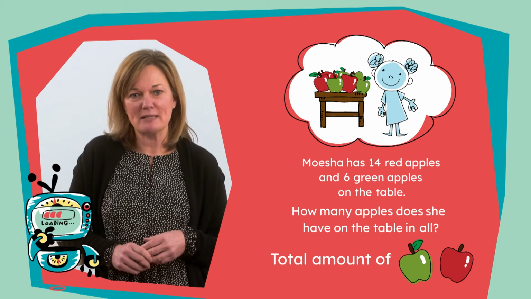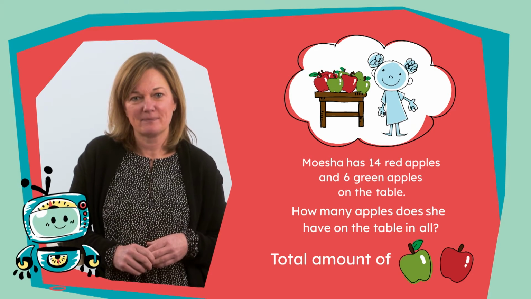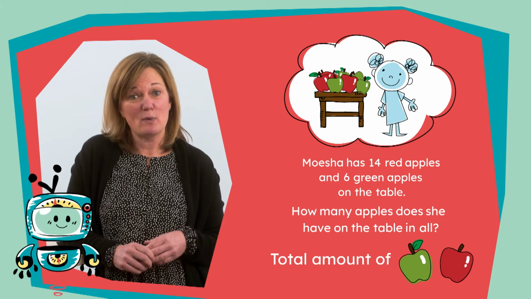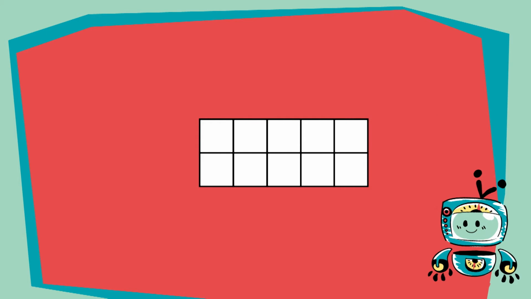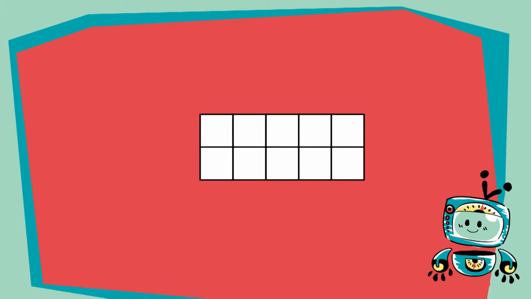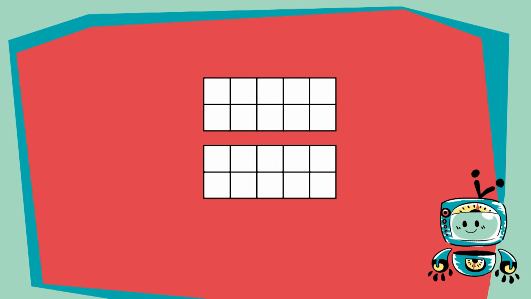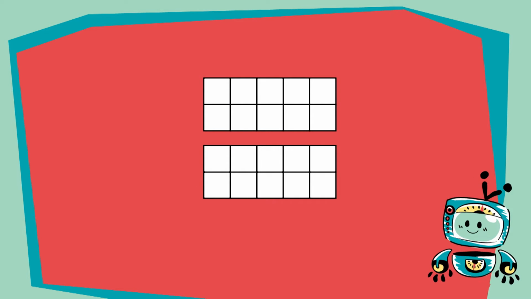Splat always helps me solve math stories. Splat just told me a way that I can solve this problem. Splat says we can use a tool called a 10 frame. Let's try it out. We can use two 10 frames to find how many apples Moesha has on her table.